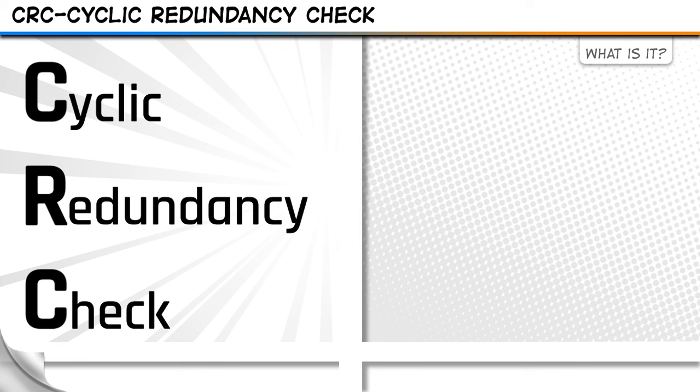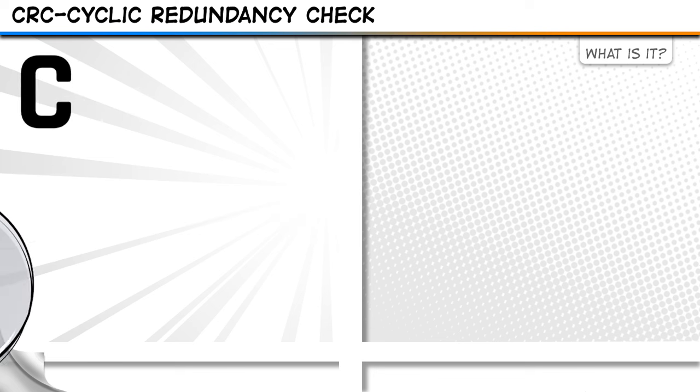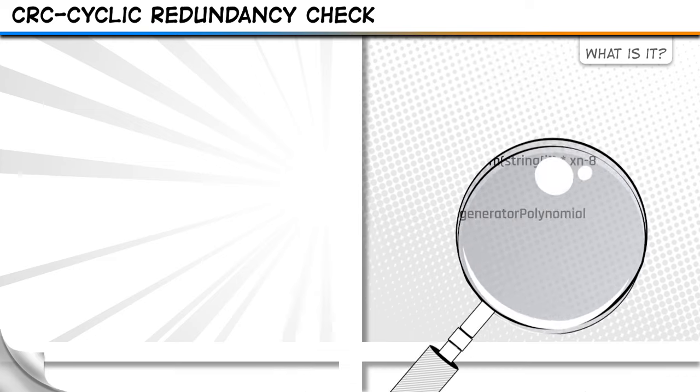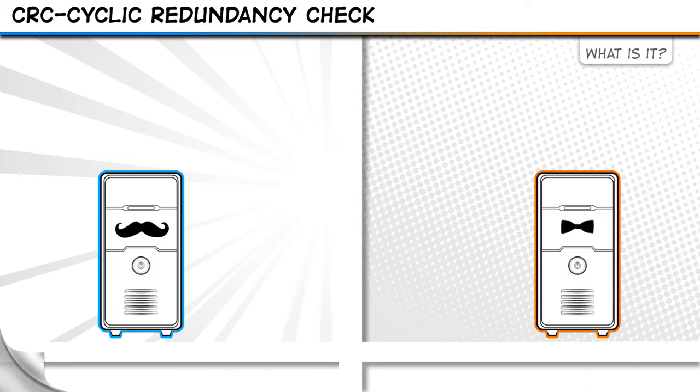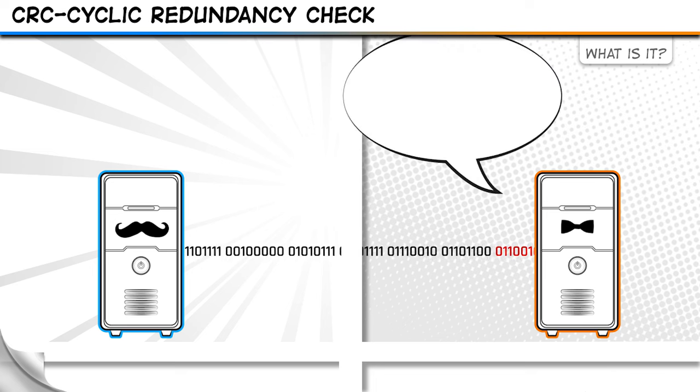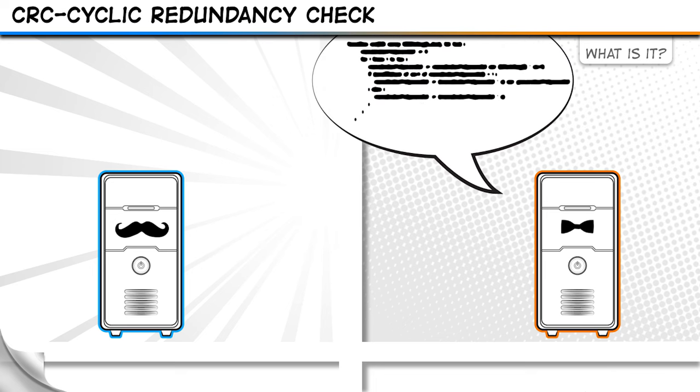CRC, or Cyclic Redundancy Check, is an error-detecting code. It finds changes in data as it travels from one computer to another by adding a code to the end of the data string. The sending computer creates the code and the receiving computer checks it. If the codes check out, the data is accurate. If the codes don't check out, the data is corrupt.